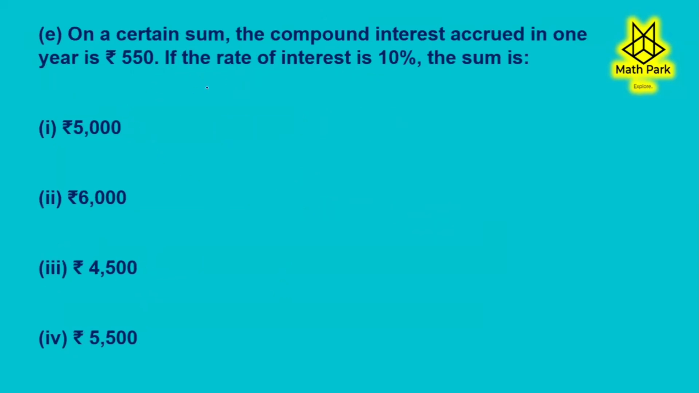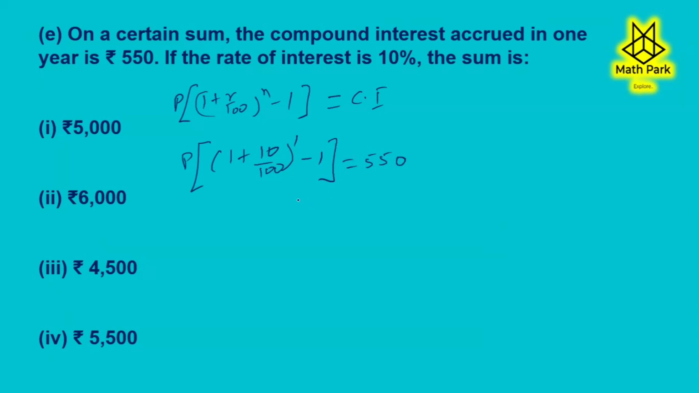Part C. On a certain sum, the compound interest accrued in 1 year is 550. If the rate of interest is 10%, then find the sum. Okay, now what is the compound interest? It is P bracket 1 plus R upon 100 raised to N minus 1, and which is given to you. This is your compound interest. So P is what we have to find out. So 1 plus rate is 10 upon 100 for 1 year. This is for 1 year minus 1, and the compound interest is given to you as 550.